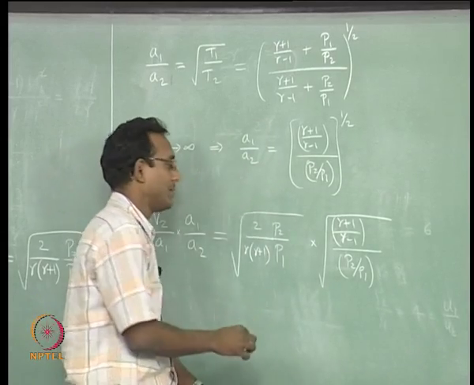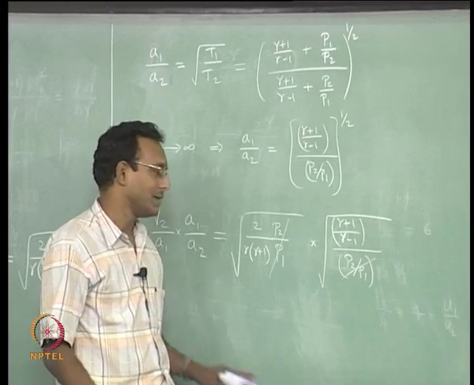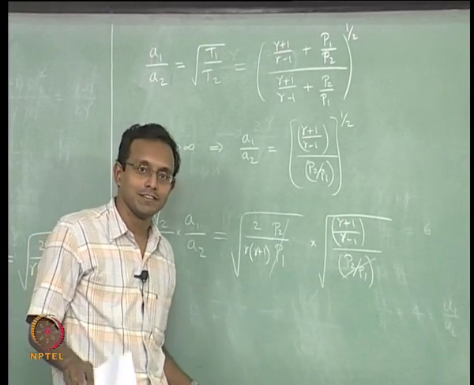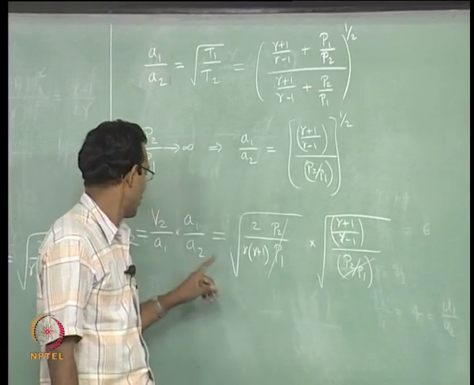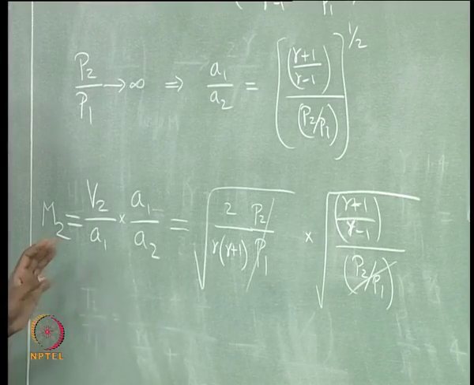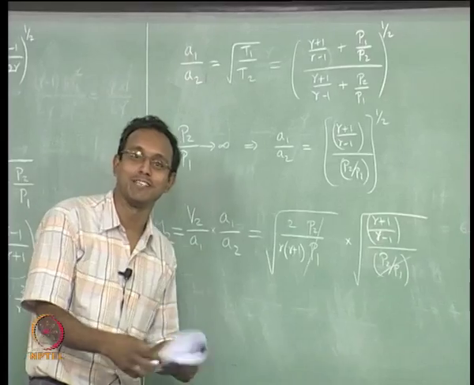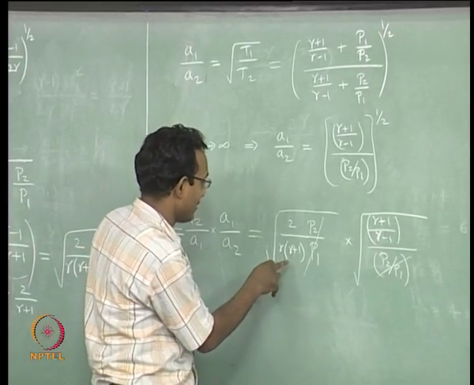So, we are finding that P2 by P1 gets cancelled, which means irrespective of the strength, if this is a very strong shock, it goes to one particular final Mach number. That is why I am doing all this analysis. If it does not go to any asymptote, I will not even be dealing with such a thing. Anyways, we will simplify this further.